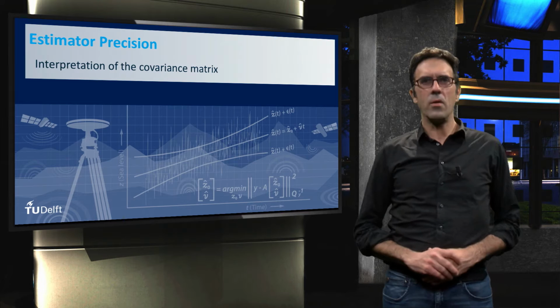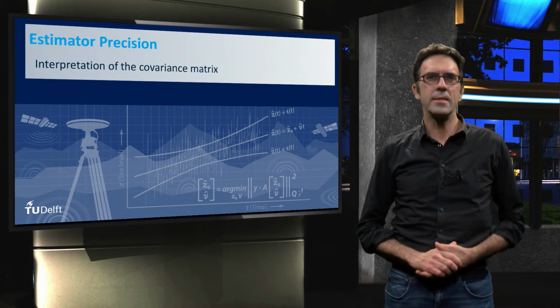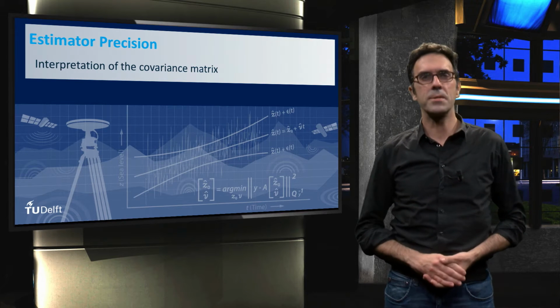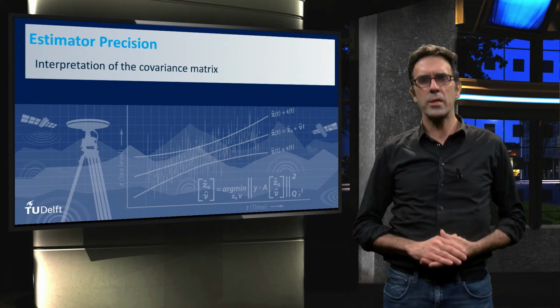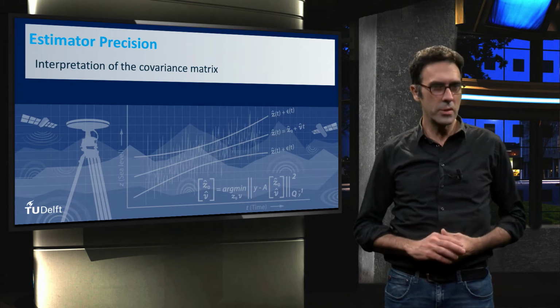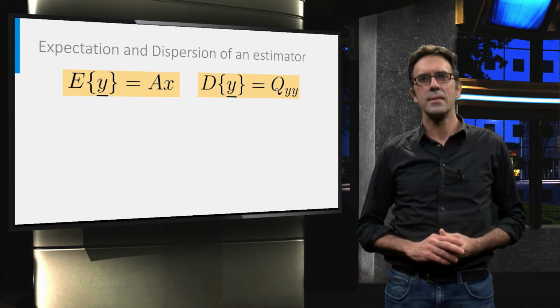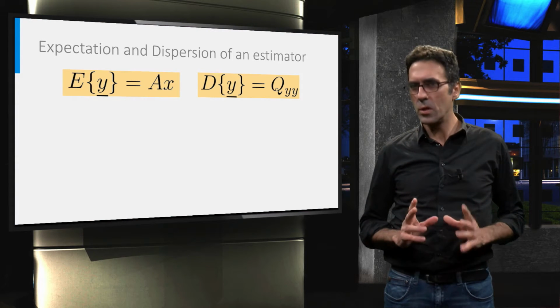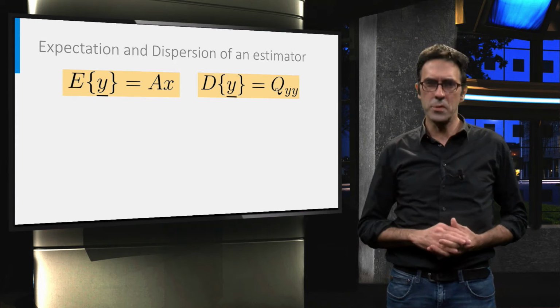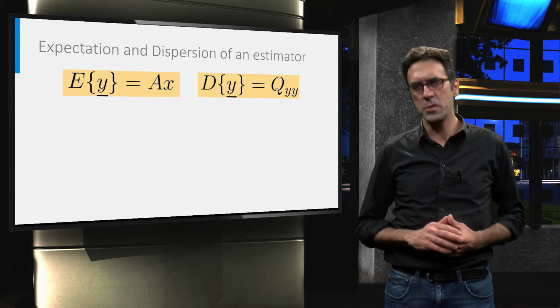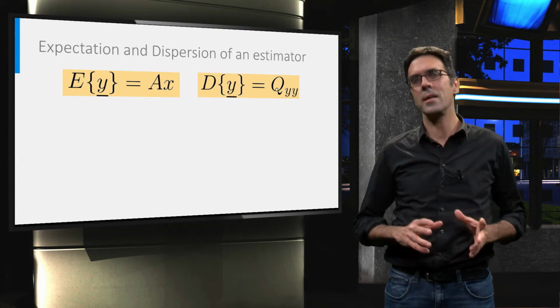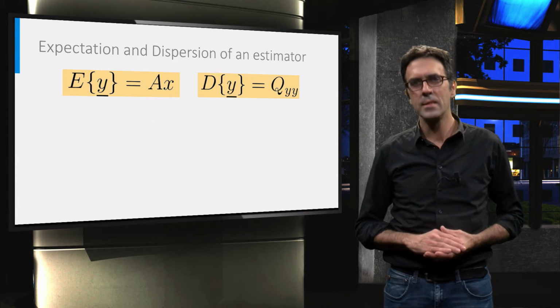We now know how errors in the observations will propagate into the errors of the estimators. When we talk about the precision of the estimator, what do we actually mean and how should we interpret this precision? As a small recap, we looked at the linear system of observation equations and described the first and the second moment of the observations with the expectation and the dispersion operator.